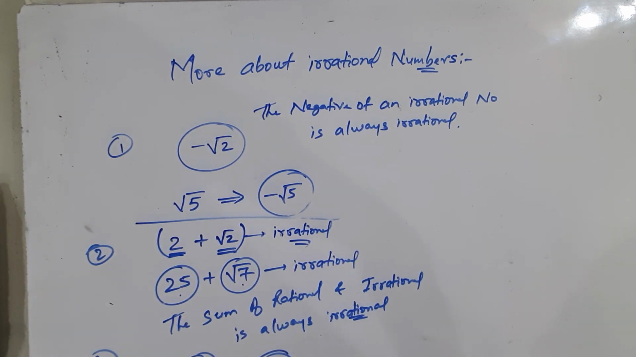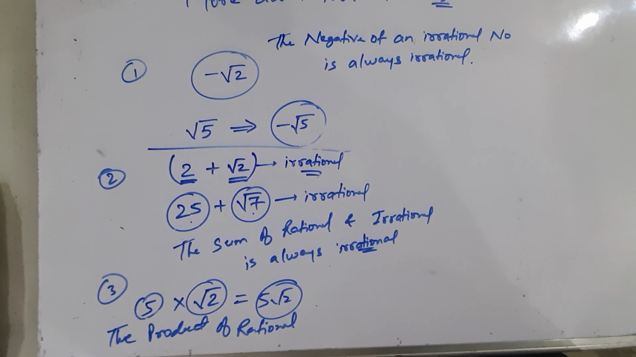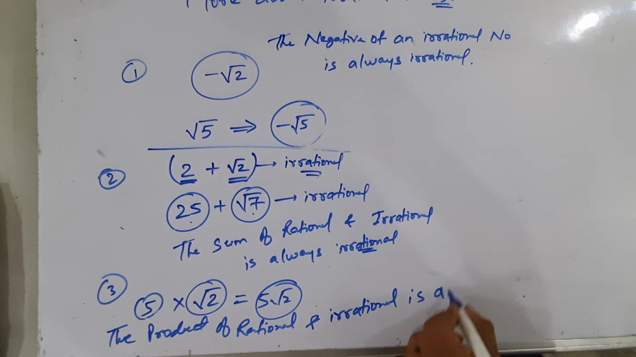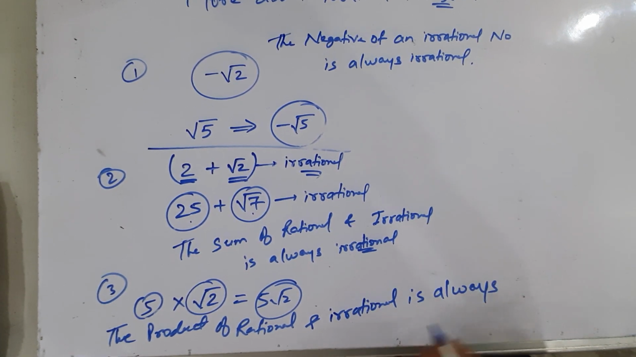So the point is the product of a non-zero rational and irrational is always irrational.